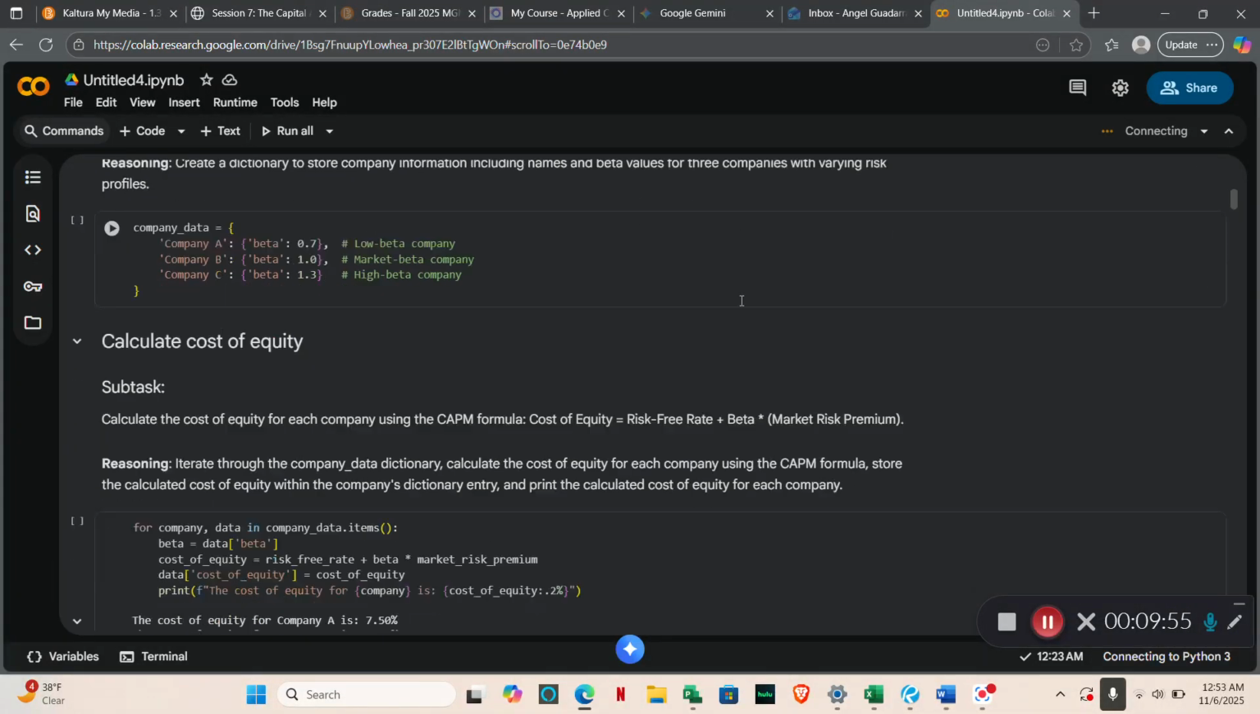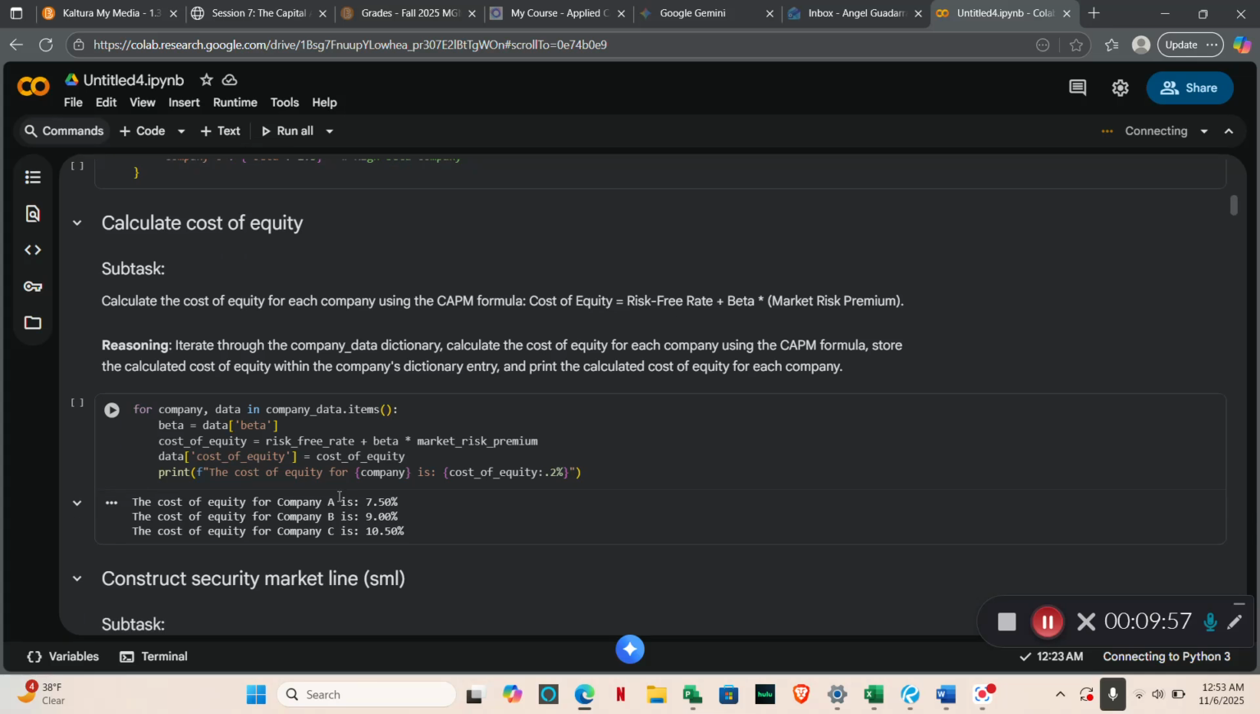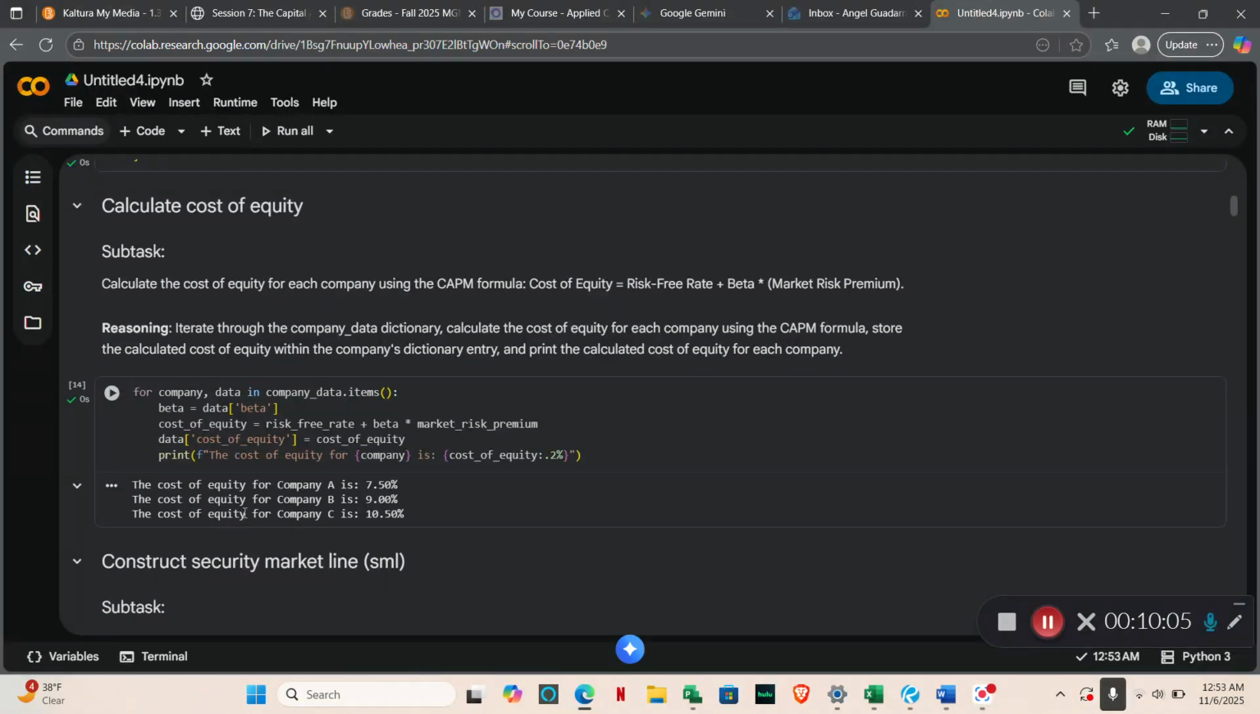Anyways, so we have to calculate the cost of equity. In order to do this, we must use beta and the cost of equity, which we calculated earlier together. For Company A, it's going to be 7.5, Company B is 9.0, and for Company C, it's 10.5.